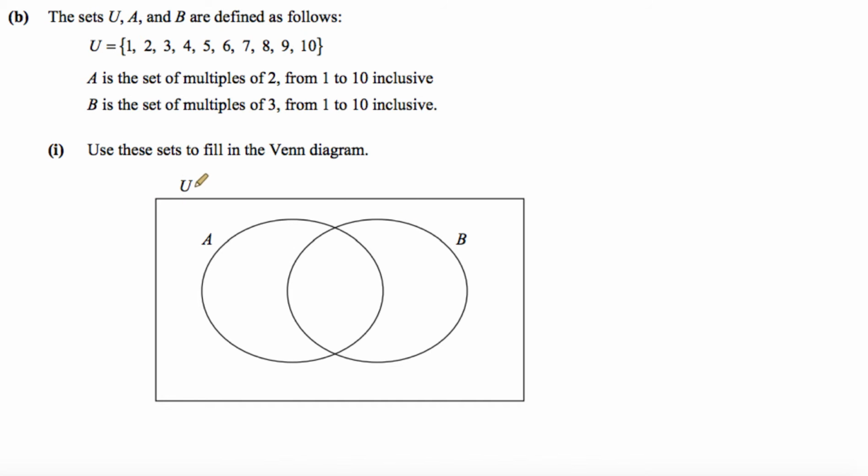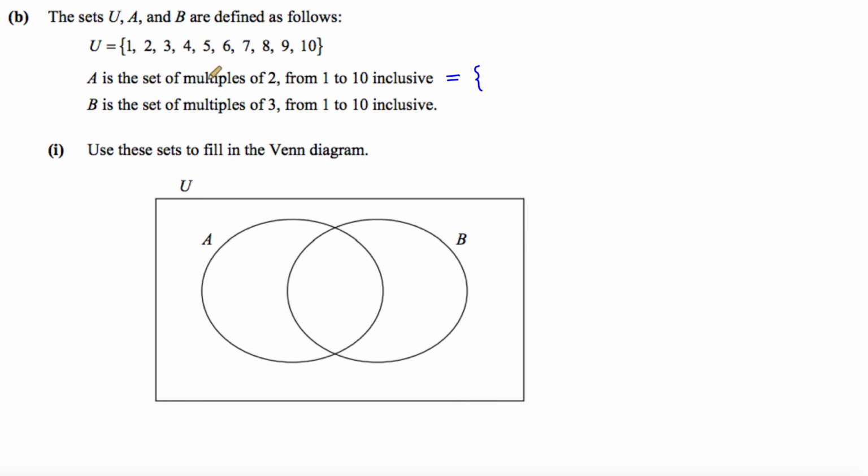So we can see here that U is our universal set. So inside this universal set we're going to have all the numbers from 1 to 10. And then set A here on the left is the set of multiples of 2 from 1 to 10 inclusive, and set B is the set of multiples of 3 from 1 to 10 inclusive. So in order to do this, I'm going to start by just listing all the elements in each set.